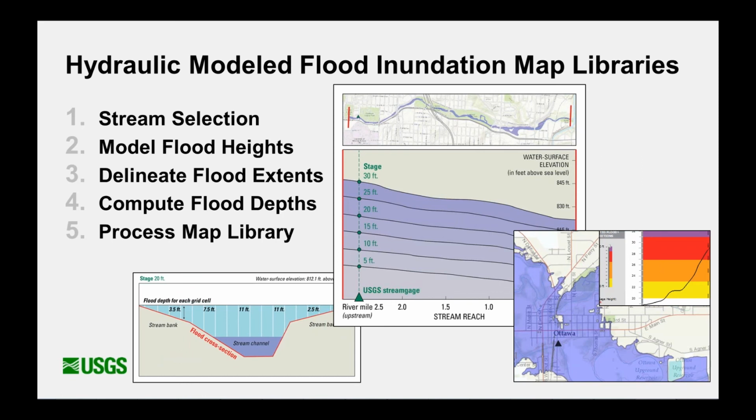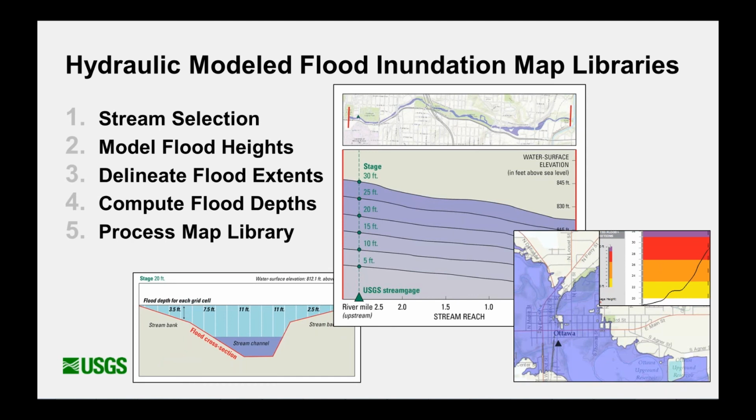You choose your stream reach that you're going to model. You model your given flood height. And we'll talk more about that in a second. And you use those water surface profiles and stretch them out across the landscape to come up with those flood extents and flood depths. And then essentially you can do that once, or you can iterate through a series of modeled flood heights and develop what we at the USGS refer to as a flood map library.